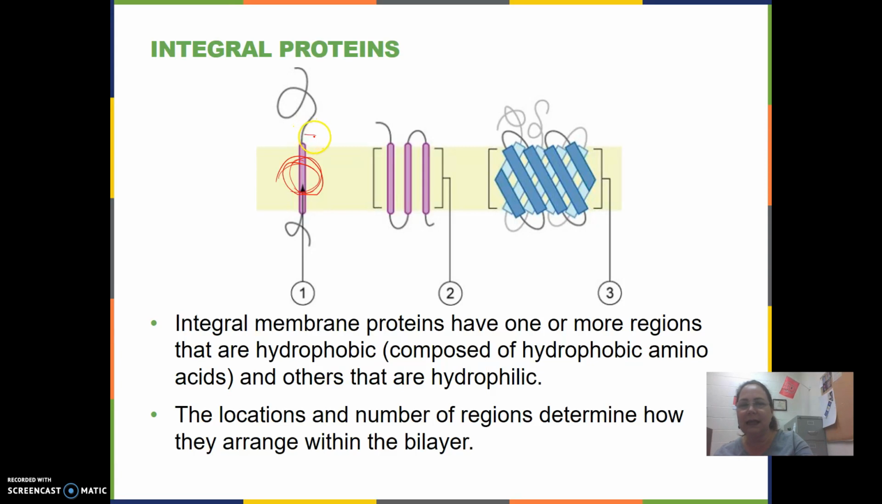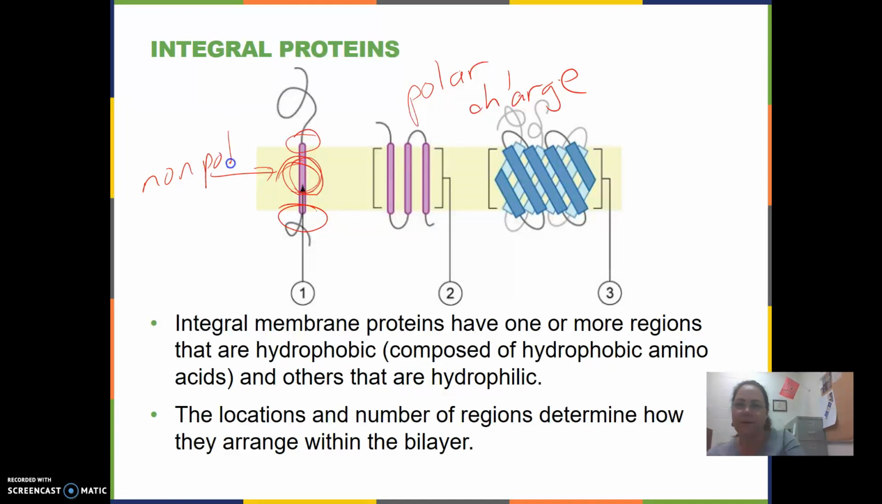And then the regions here that are facing the watery environment and that are located alongside the hydrophilic heads, the phosphate heads, these regions either need to be polar or they need to have a charge. So the region in the center needs to be nonpolar, and the region of the protein facing the inside and outside of the cell needs to be either polar or it needs to have a charge.